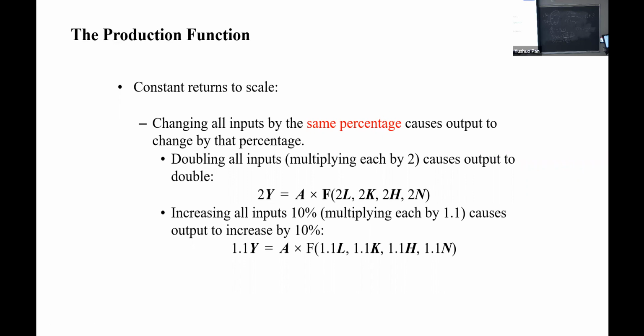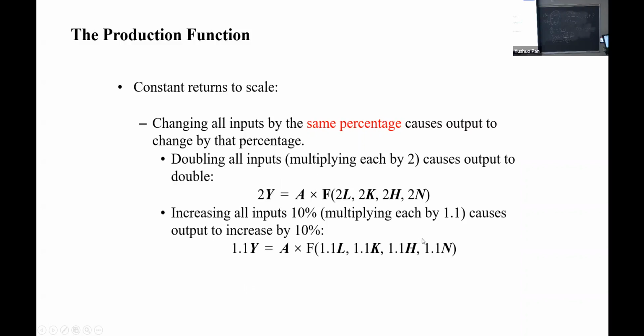Which also means increasing all inputs by 10%, or multiplying each by 1.1, causes output to increase by 10%. So if we double our inputs, we will double our outputs. If we increase all of our inputs by 10%, our output will also increase by 10%. And this is constant returns to scale, all right? Which means if the input increases by some percentage, the output will change by the same percentage. That's the constant returns to scale.